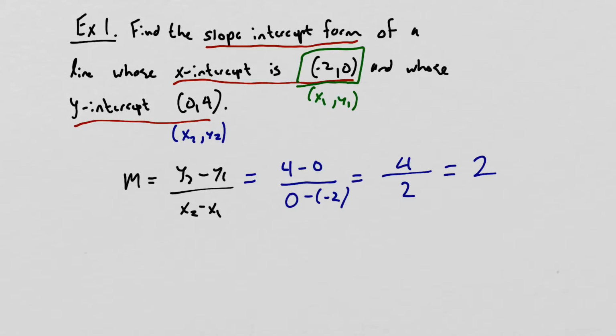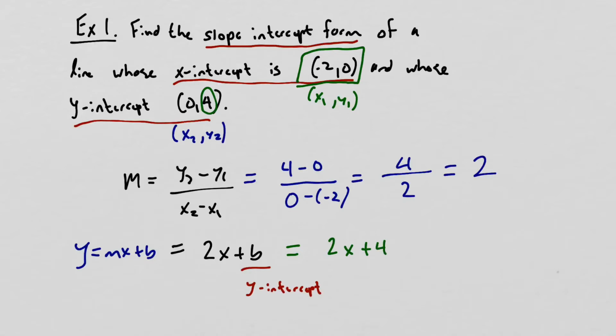We're looking for the slope-intercept form, so the equation we'll be using is y is equal to mx plus b. We just found what our m is. Writing this out, we'll have 2x plus b, but recall that b is our y-intercept. We're given the value for our y-intercept already, which is the point (0, 4), which means the value we want to plug in for b here is 4. So the equation of our line is going to be y equals 2x plus 4.